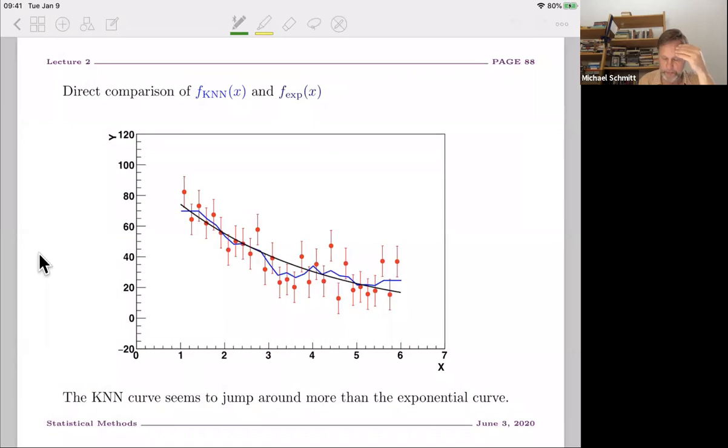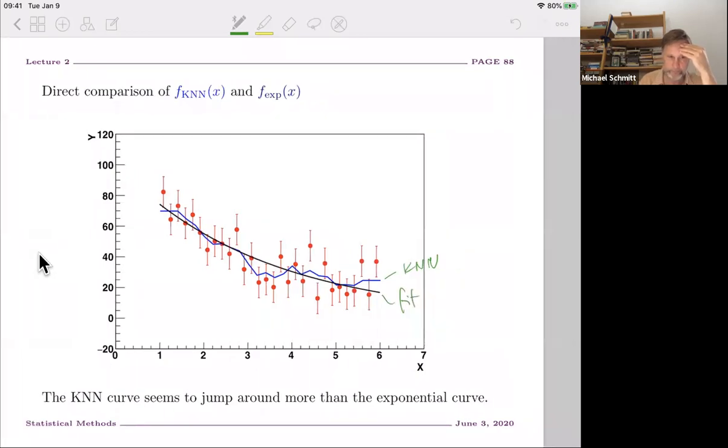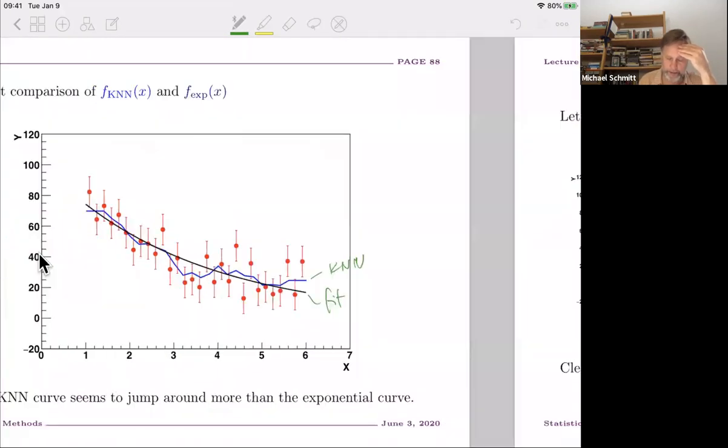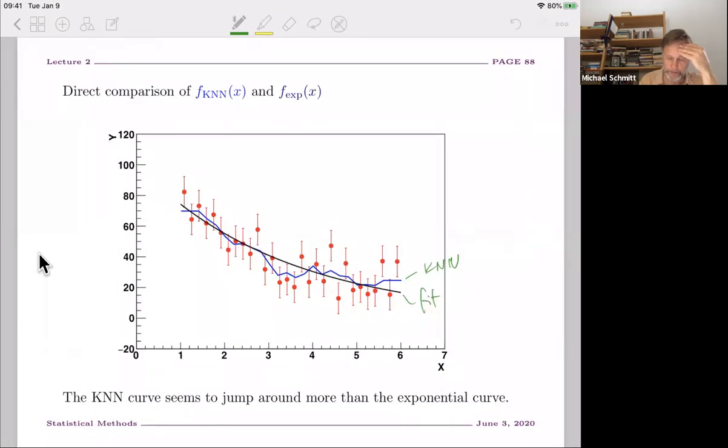So here's a direct comparison of the smooth curve, which is the exponential that we fitted using least squares, and the KNN that we just constructed. Now, you could ask, which one is better? Well, it depends. If you believe the small depression here in the data is a real effect, then you don't like the fit because it doesn't take that into account. If you think it's a fluctuation, then you don't like the KNN because it's sort of overfitting here and describing a fluctuation rather than a real effect.